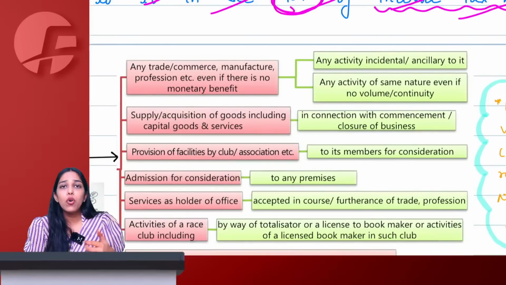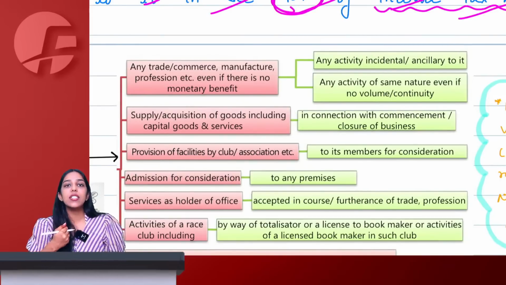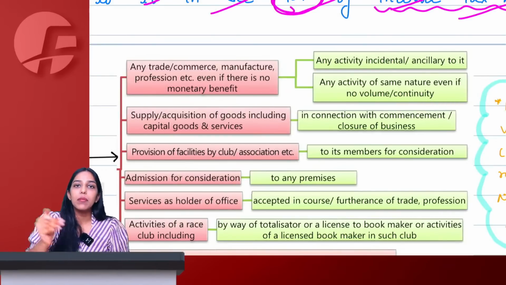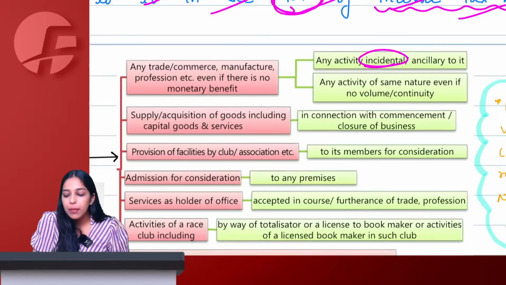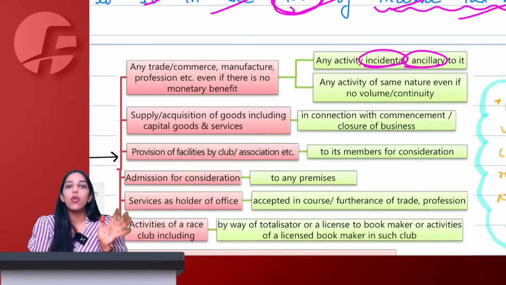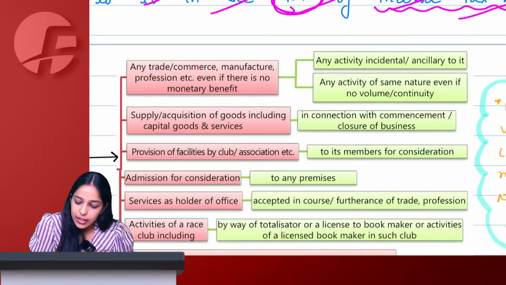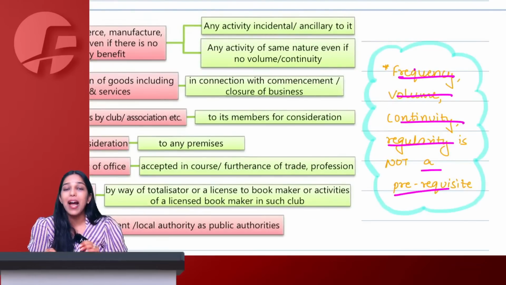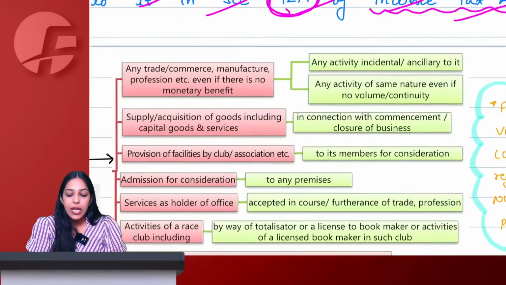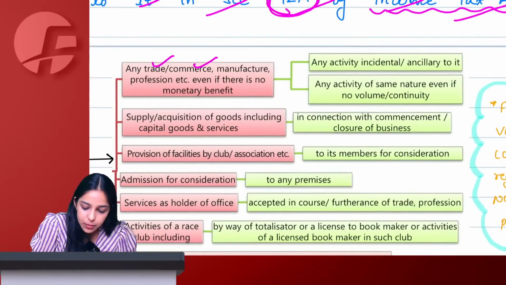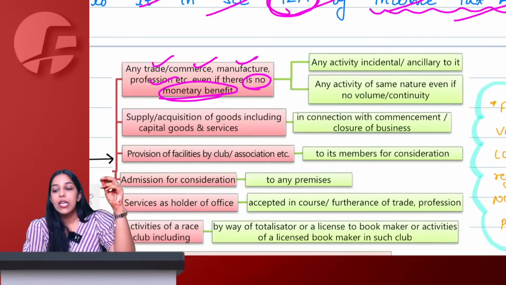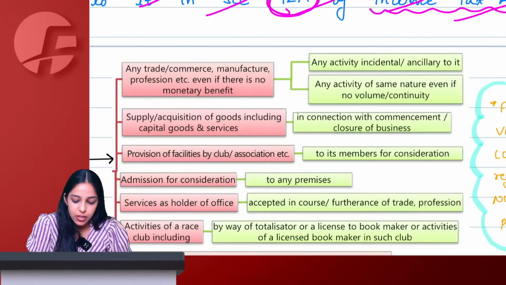Now see, printing books is not my business. Taking lectures is my business. But to take lectures, I also have to give books to students. Therefore, I have to get my books printed. It is incidental to my main business. That also becomes my business. So we are saying any activity, any nature, any frequency, any volume doesn't matter. Simply, whatever trade, commerce, manufacture, profession you are doing, even if there is a loss, there is no monetary benefit, still it will be considered as business only.